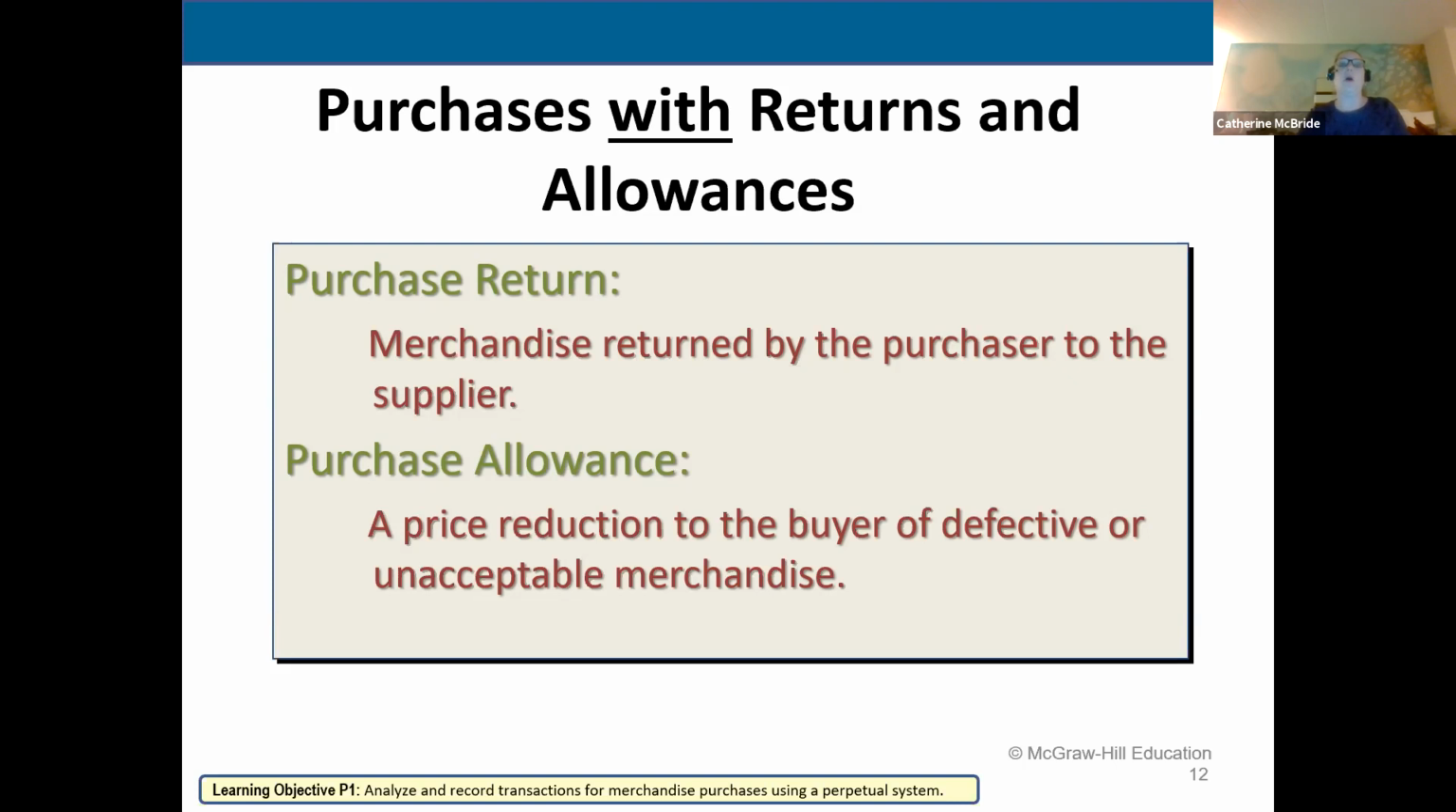So on our income statement as the seller, we would have sales. Oh, that's sales returns. We're going to have purchases less purchase returns and purchase allowances.